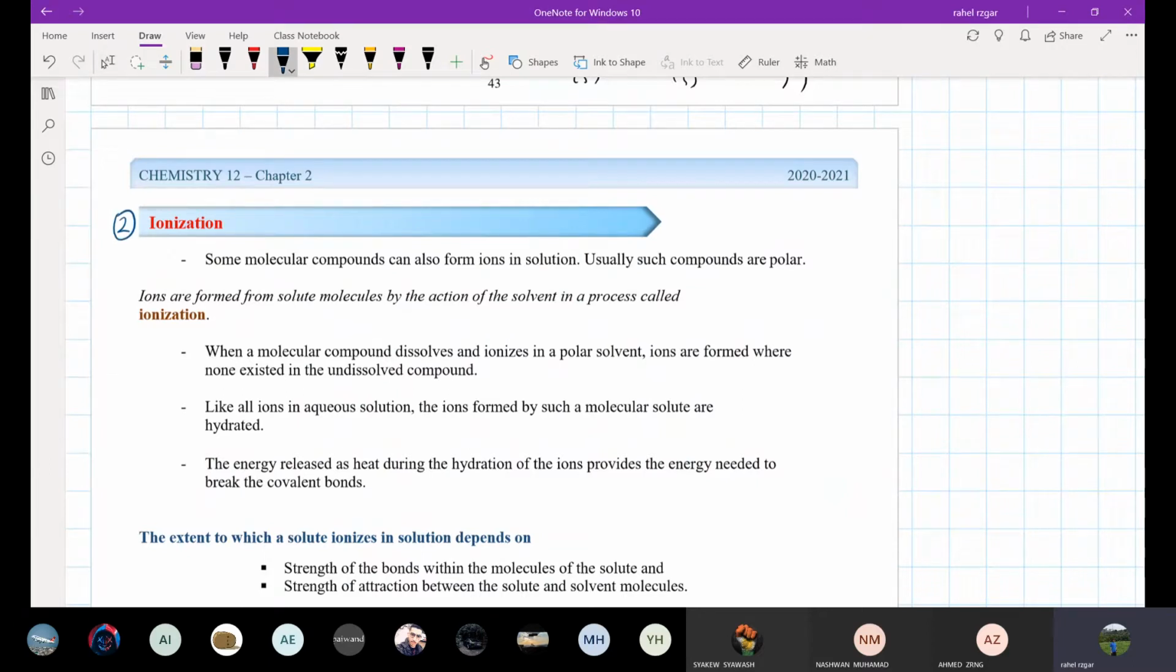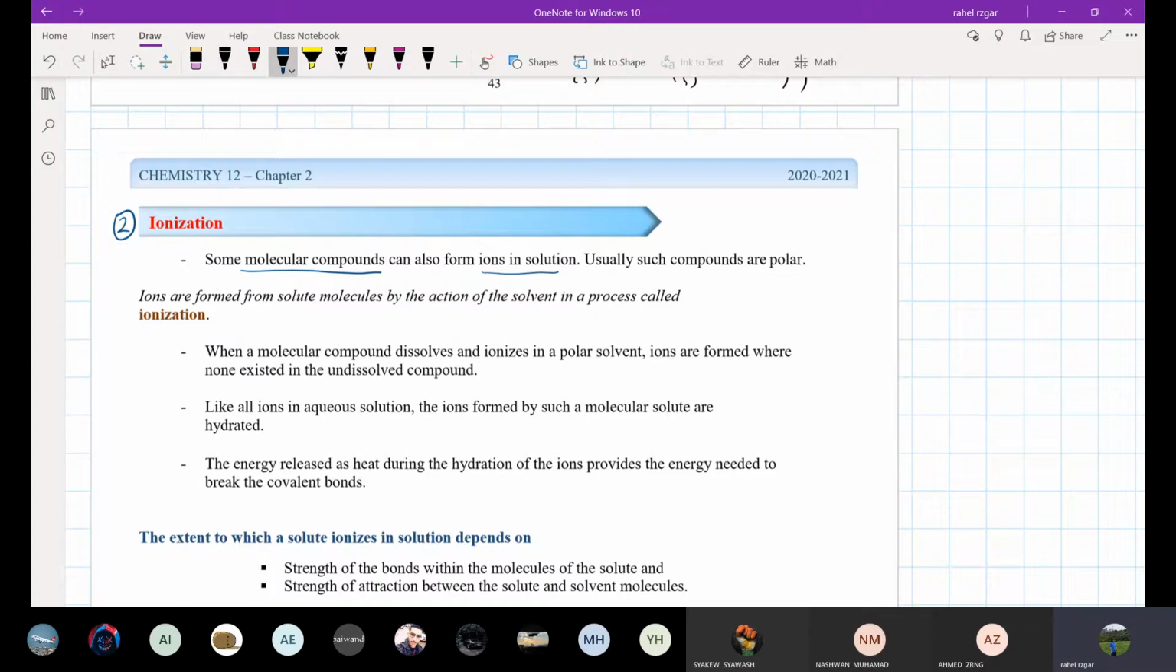We talked about dissociation, which was number 1. Now number 2 is ionization. Dissociation was for ionic compounds. Don't forget that. What about ionization? Some molecular compounds can also form ions. So not all, some molecular compounds can form ions in the solution.